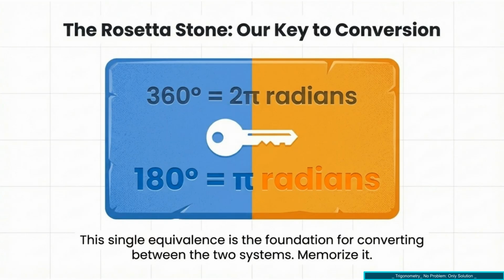Our key to conversion is the equivalence. 360 degrees equals 2 pi radians, which simplifies to 180 degrees equals pi radians. This single equivalence is the foundation for converting between the two systems.